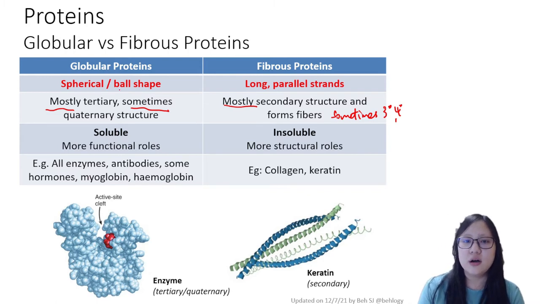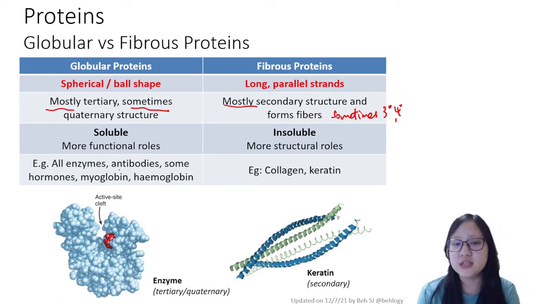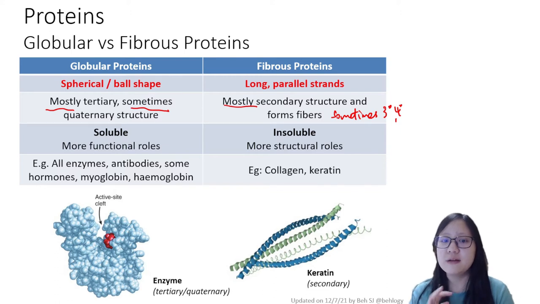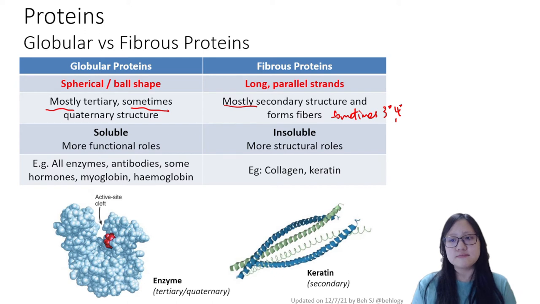Now, globular proteins are soluble and have more functional roles. So all enzymes are globular proteins, antibodies are globular proteins, some hormones are globular proteins. Myoglobin and hemoglobin are all globular proteins. And this is because they are soluble, so they are easily transported in the blood. So it makes sense that all these functional kinds of proteins are globular proteins.